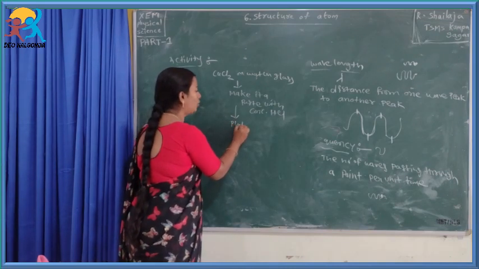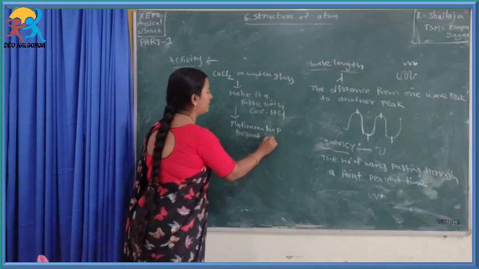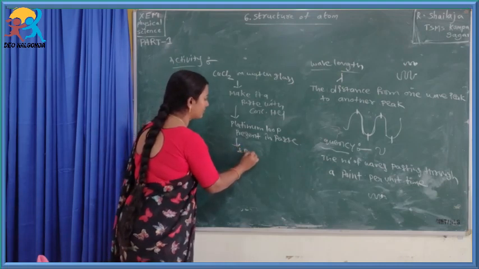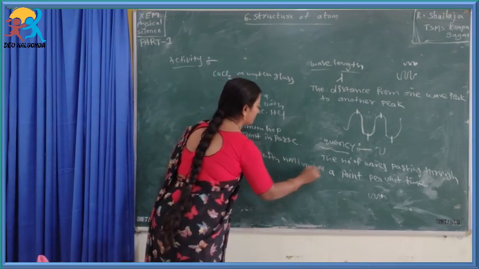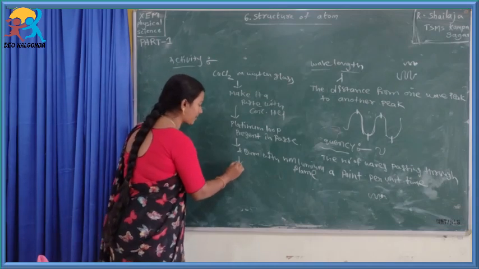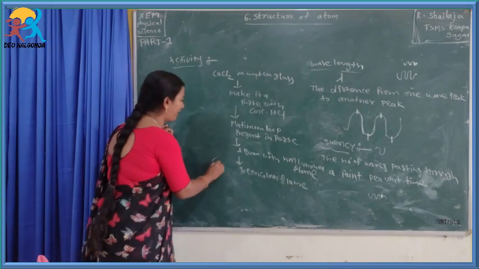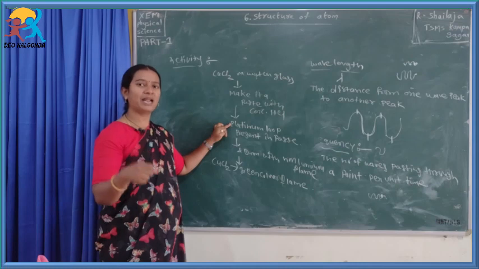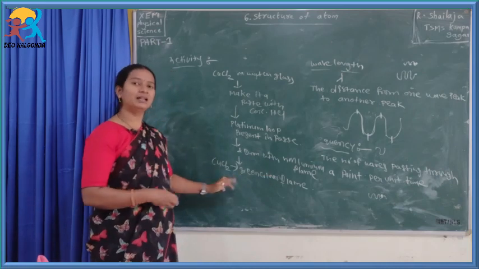Next, take some of the paste on a platinum loop and burn it with a non-luminous flame. The cupric chloride with the HCl paste is collected with the platinum loop, and we burn it in the non-luminous flame, so it gives a green color flame.